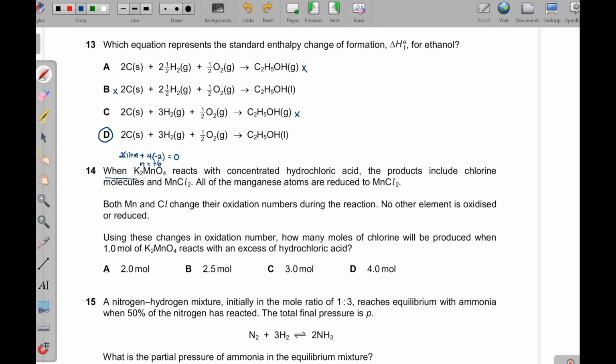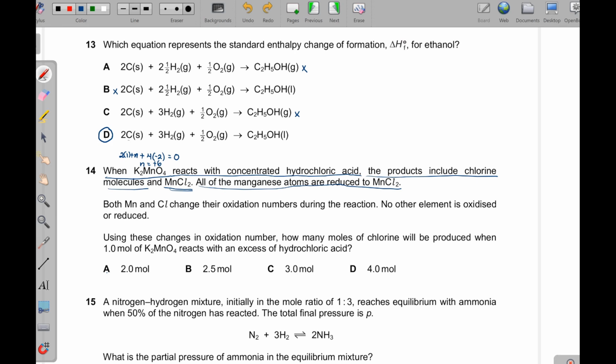Okay, so when potassium manganate 6 reacts with concentrated hydrochloric acid, the products include chlorine molecules and manganese 2 chloride. All of the manganese atoms are reduced to manganese 2 chloride. So meaning in here, the oxidation state of manganese is a +2. You see that? Then they are saying both manganese and chlorine change their oxidation numbers during the reaction. Okay, no other element is oxidized or reduced.